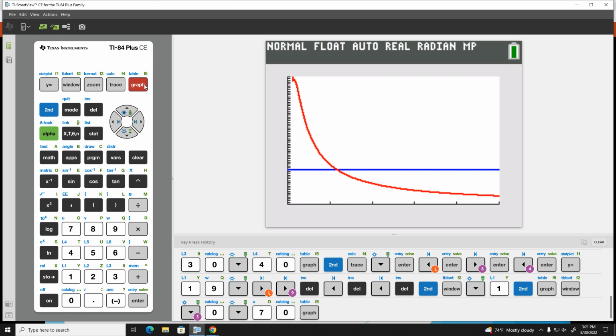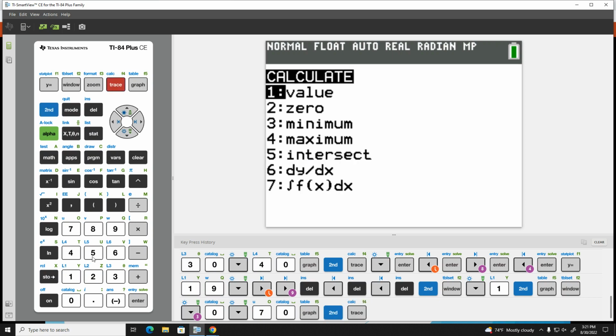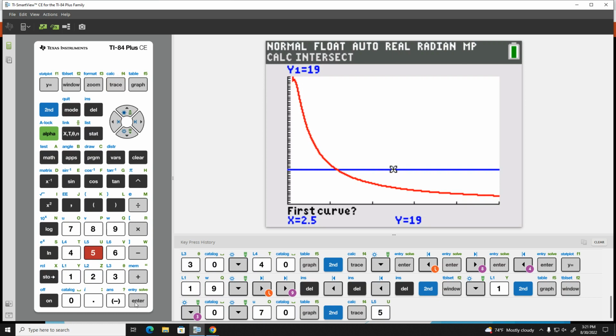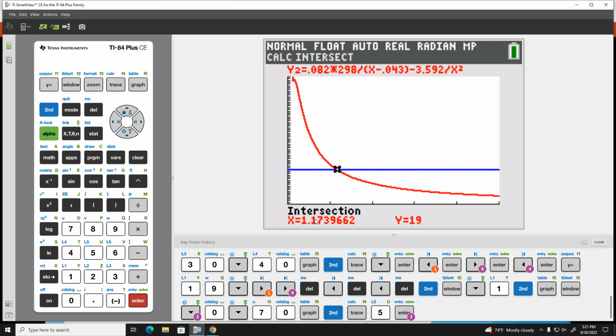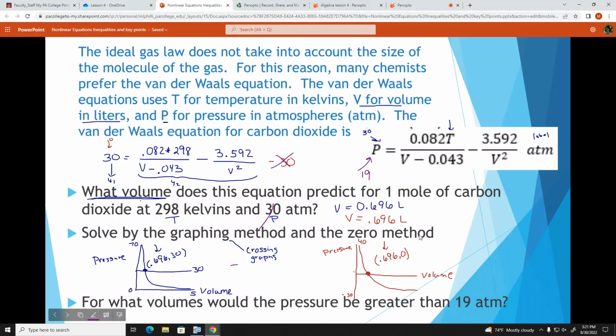So hit graph. All right, so we see the red curve, hasn't changed. We see the blue line, that's at 19. Let's figure out where they meet. So second trace intersection. Enter through the questions. And they meet at 1.174 if I round off. So back to my PowerPoint, let's take a look at this.